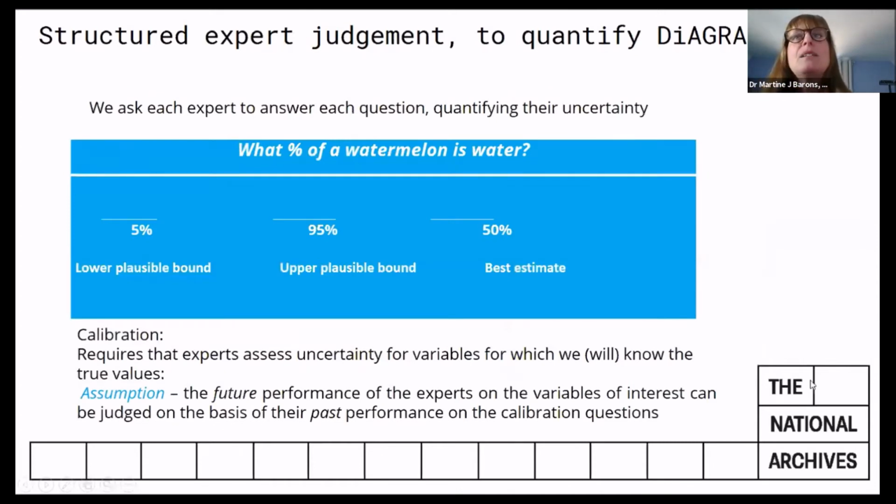So the way we ask the questions is one way in which we mitigate some of those biases. Now, if we ask any of us for our best estimate and then an upper and lower plausible bound, we're probably just going to put plus or minus the same amount.